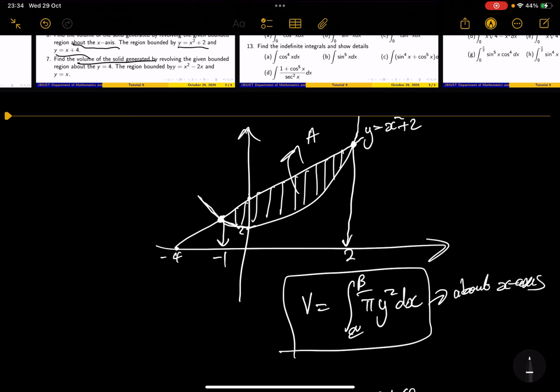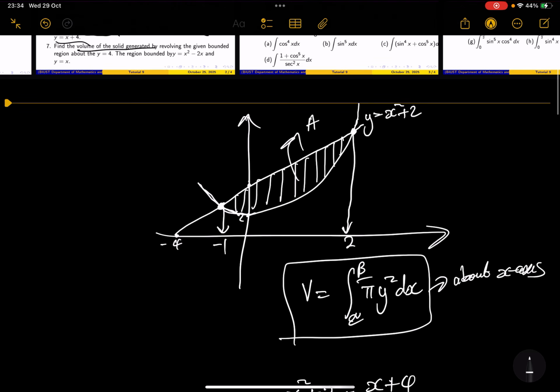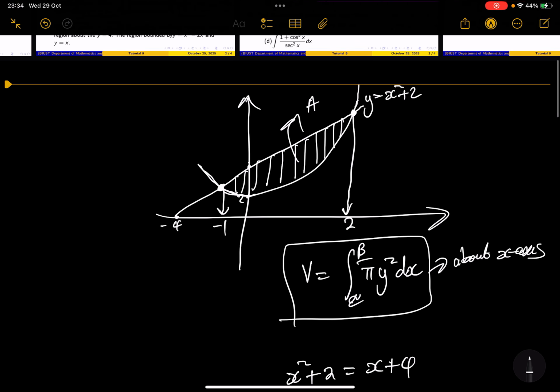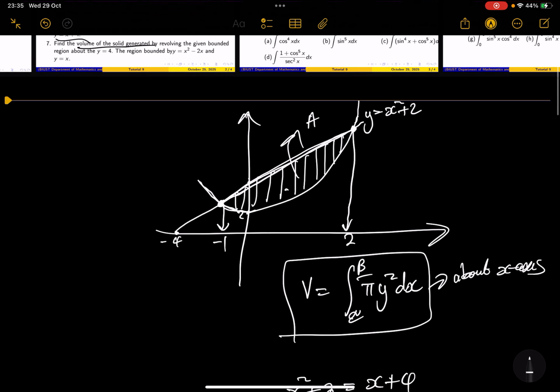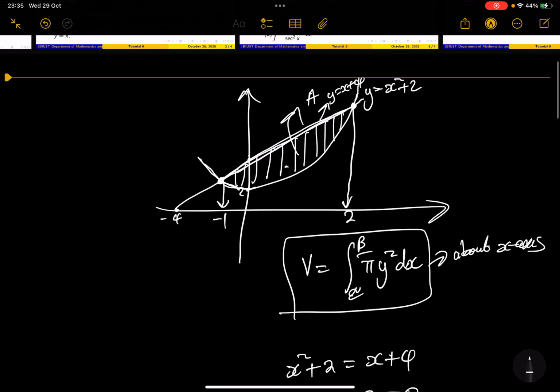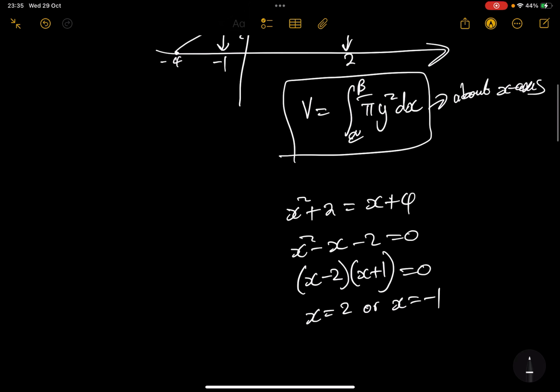This is 2, right? So now you can integrate, but remember we have two graphs here and we are revolving with respect to y. So how do you do this one? In order for you to find this area, you're going to say the upper graph, which is y is equal to x plus 4, minus the one below, which is y is equal to x squared plus 2. So your volume, let me write it here.